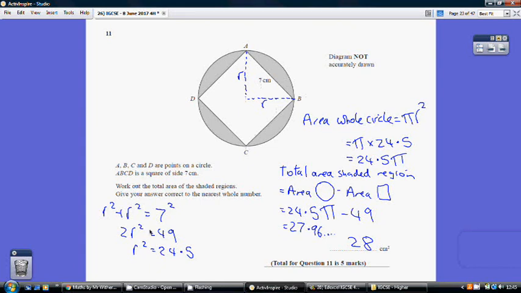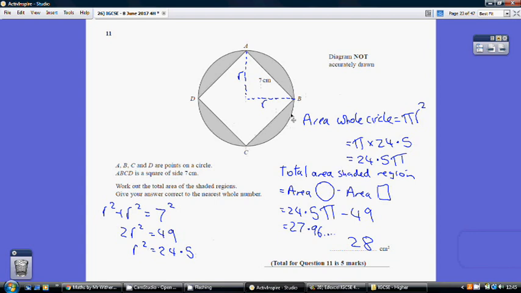So 2 lots of radius squared is 49, divide by 2, and I get r squared being 24.5. So however you do it, you need to work out that r is the square root of 24.5. Now the area of the circle as a whole is obviously pi r squared, that's pi times the radius squared, so pi times 24.5. And I'm just leaving that as 24.5 pi for now.